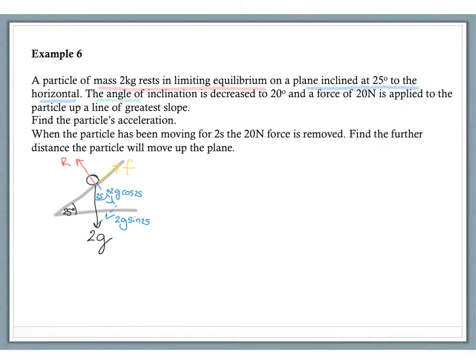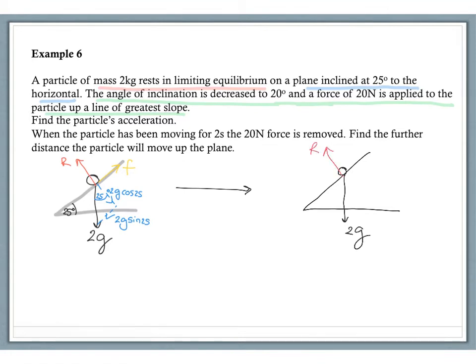The angle of inclination is decreased to 20 degrees and a force of 20 newtons is applied to the particle up a line of greatest slope. We need to make sure we understand everything that's happening here. So the situation is changing. Here's the slope again. Here's the particle. It's still got a weight of 2g. We still have a reaction force of R, but the angle is now 20 degrees. Obviously, these diagrams are not drawn to any kind of scale.